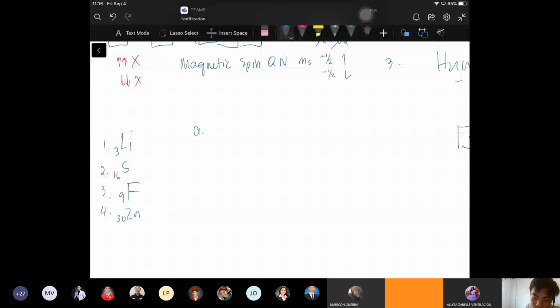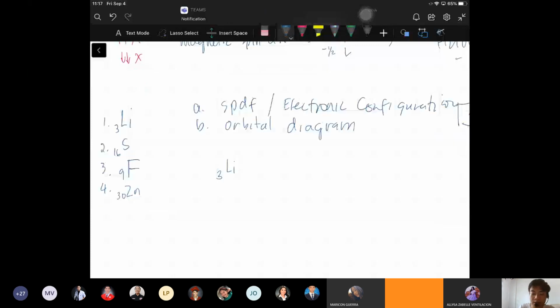So, let's begin with lithium, no? Kailangan alam natin yung number of electrons that this lithium atom possesses, no? Ilang kayang electrons meron siya?